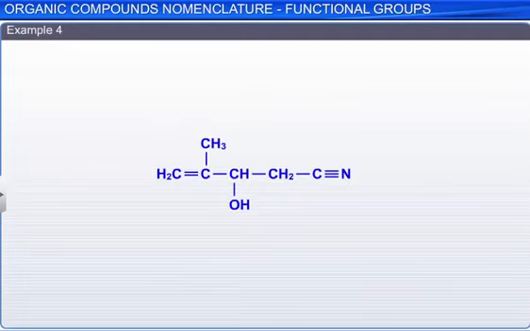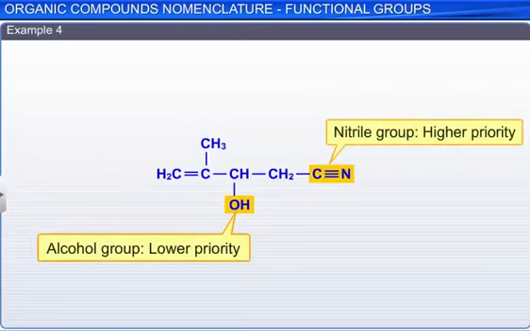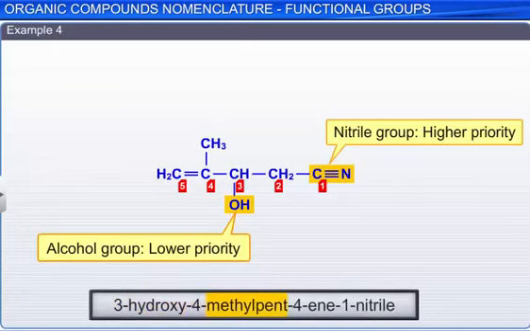Now let's name this compound. In this compound, there are 2 functional groups attached, nitrile group and alcohol group. As the nitrile group has higher priority than the alcohol group, we will number the carbon chain such that the carbon of the nitrile group gets position 1. Hence, the name of the compound will be 3-hydroxy-4-methylpent-4-ene-1-nitrile. The terminal E of the parent chain is retained as it is followed by a consonant and not by a vowel or Y.